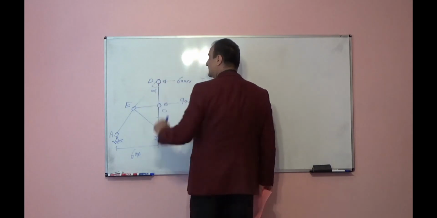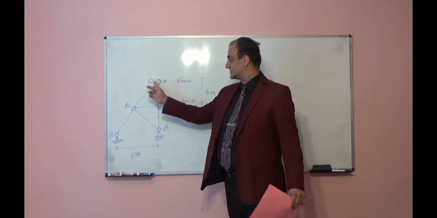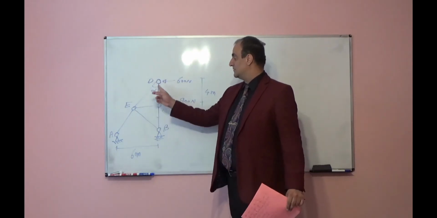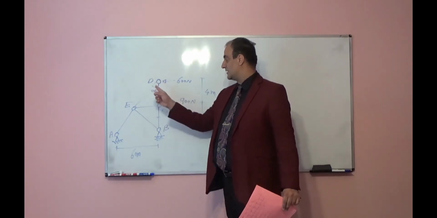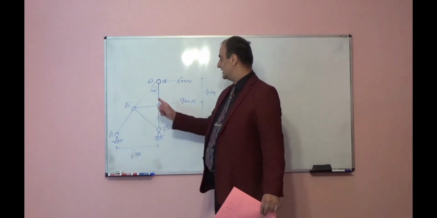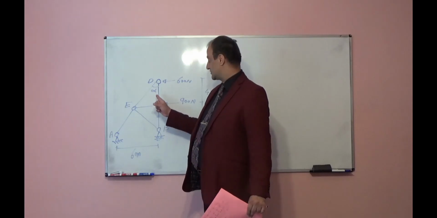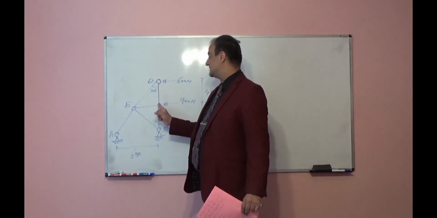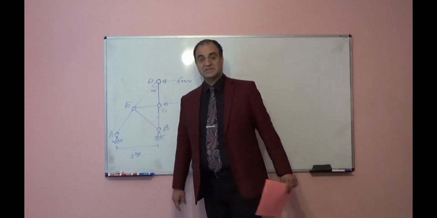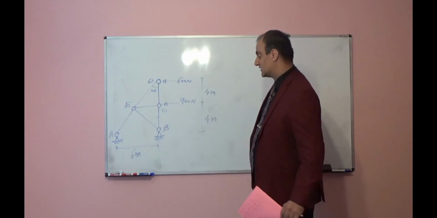Then if you cut it and write summation of forces in horizontal direction first, you will find DE, because FDE sine alpha plus 600 is equal to 0, so you can find FDE. Then you can write summation of force in vertical direction, for example FDC plus FDE cosine alpha is equal to 0. You can find FDC and you will move to another joint.